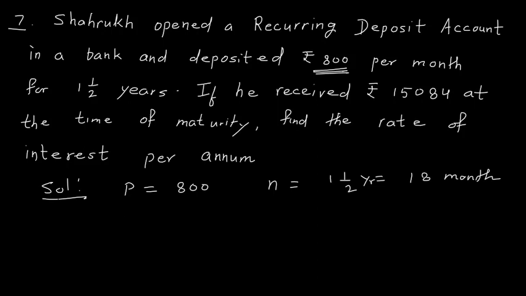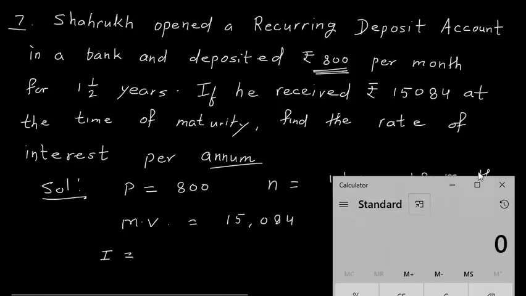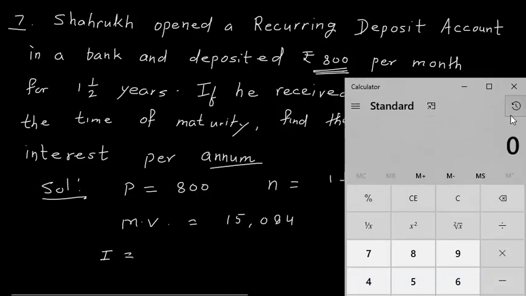N is given. Maturity value is given, 15,084. We have to find the rate of interest. They ask us to find the rate of interest, not the interest. So actually, before we find the rate of interest, first we have to calculate the interest, and I will ask you to solve this problem by yourself. I am doing this with the help of a calculator, but you solve it by yourself.